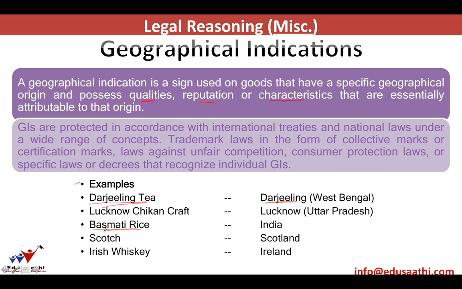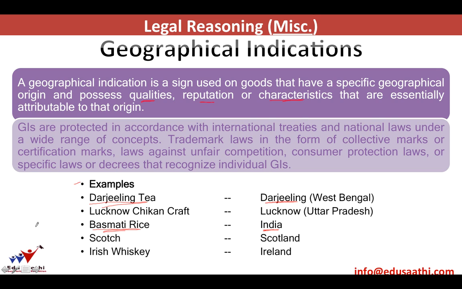Similarly, if you say basmati rice, there was a case wherein a kind of rice was produced in England, I guess. In that case, India had taken up the case of geographical indication, saying that basmati rice has its origin in India, so India should be given the geographical indication for basmati rice. So basically, geographical indication is the concept wherein you get protection for goods produced in a certain region, and there are certain qualities which are attached to that product by way of its origin.